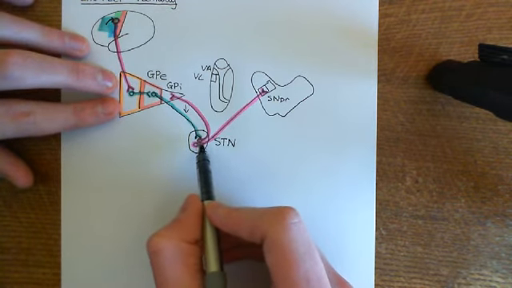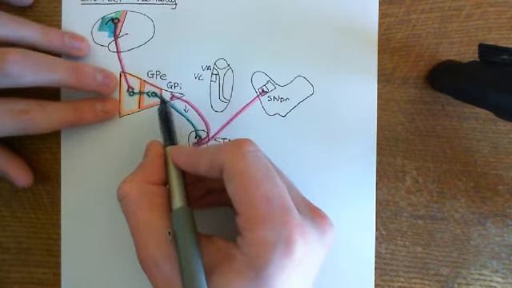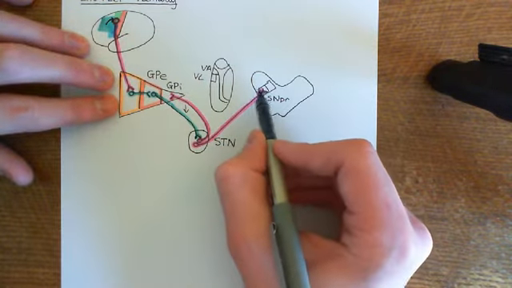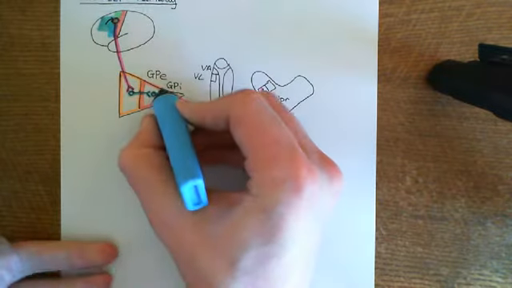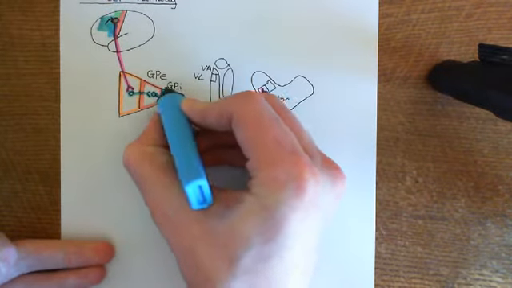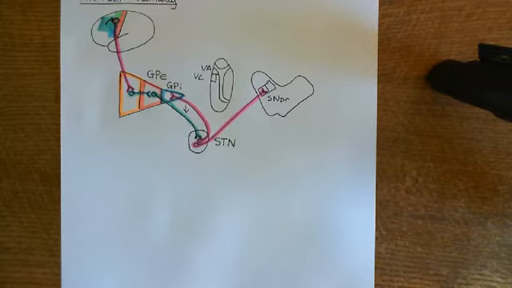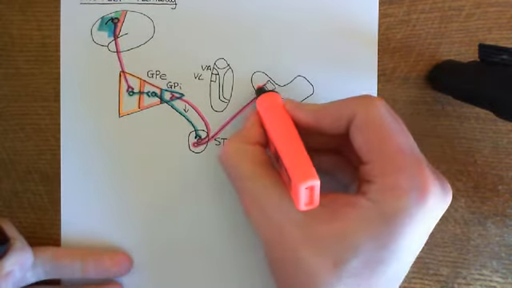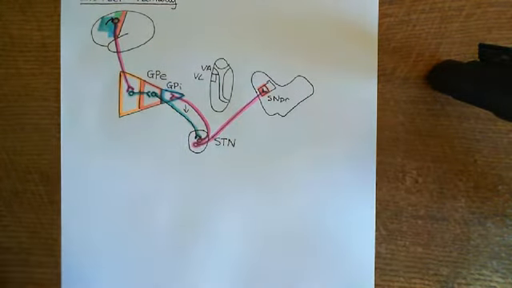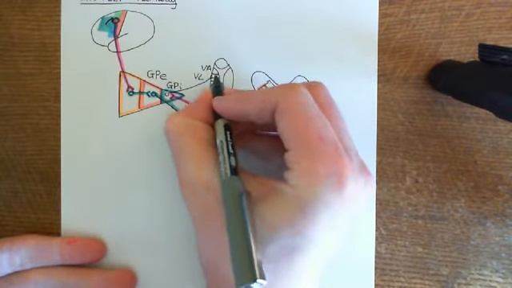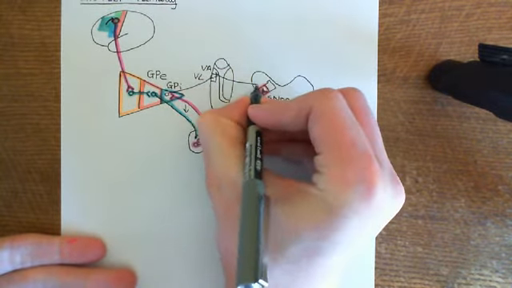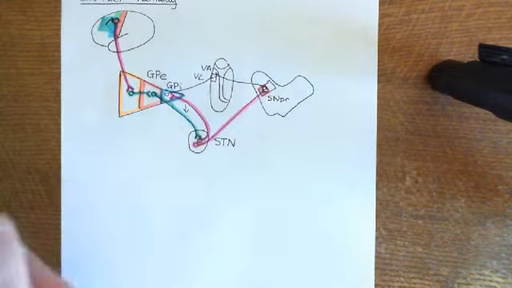Now, what do they do? Well, they are going to go to a huge number of places in the internal globus pallidus and also the substantia nigra pars reticulata, and they're going to activate them. Now, remember what the internal globus pallidus and the substantia nigra pars reticulata do. They send inhibitory input into the ventroanterior and the ventrolateral thalamic nucleus. So you are activating the inhibitors, basically.